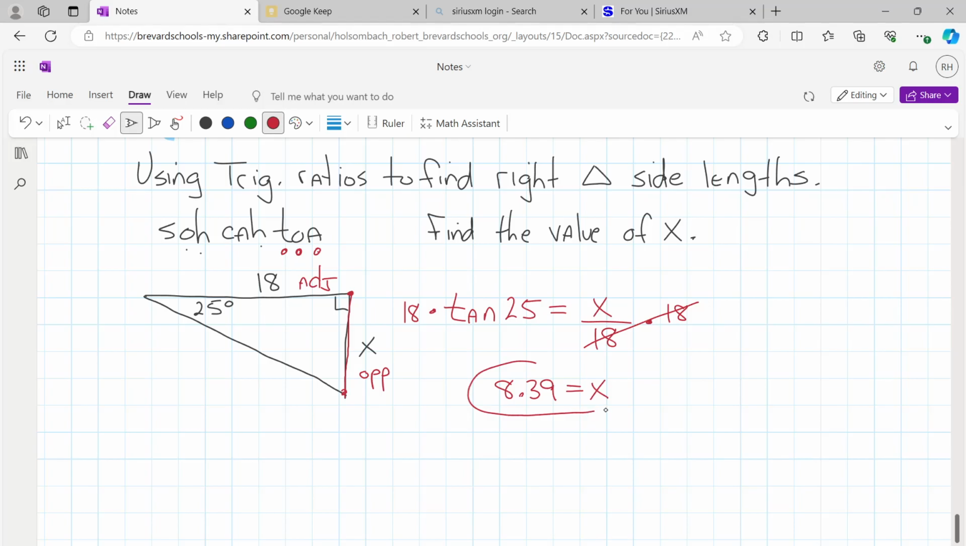So the side right here that's opposite of the given angle is 8.39 units long. We're rounding everything to the nearest hundredth. If you're not getting 8.39, it's probably because you're not pushing equals as your last button, or you don't have your calculator set at second fix 2.